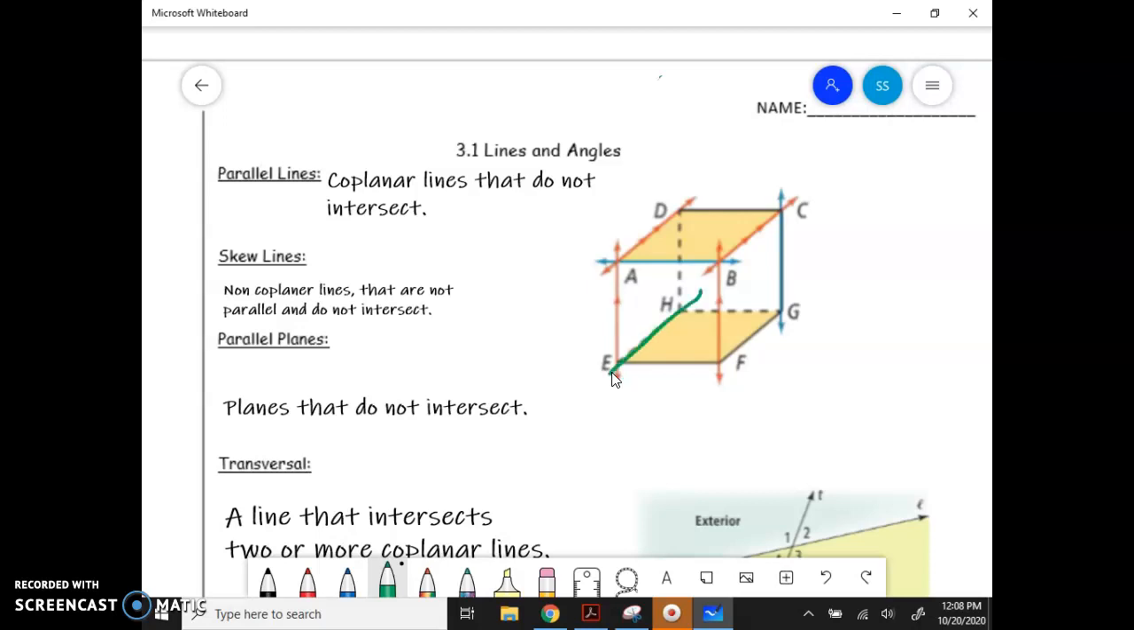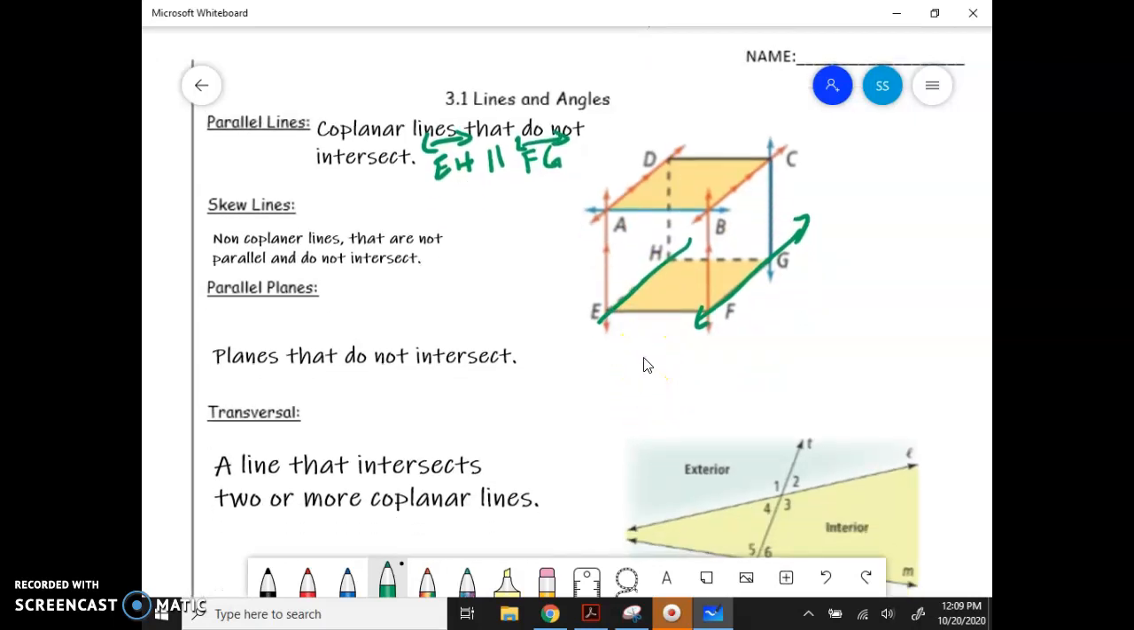I'm just going to put one down as an example. I'm going to do this on here. EH is parallel with, and I'm going to use this symbol, that means parallel with, FG, line FG. Okay? All right, moving on.